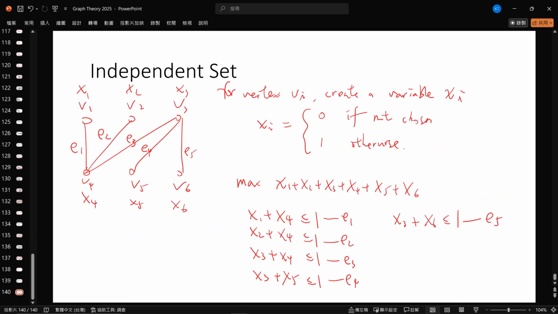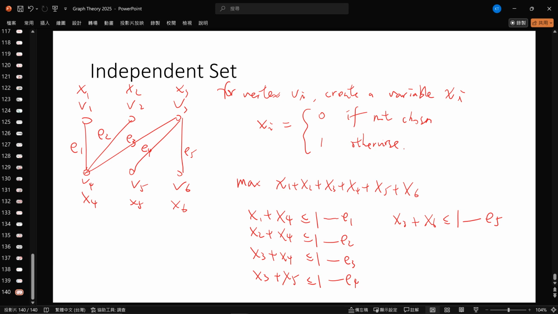But for independent set, we cannot do the same trick. You can still replace this with the corresponding continuous constraint, saying that xi is between 0 and 1. But if you solve the corresponding linear program, the solution is not integral.